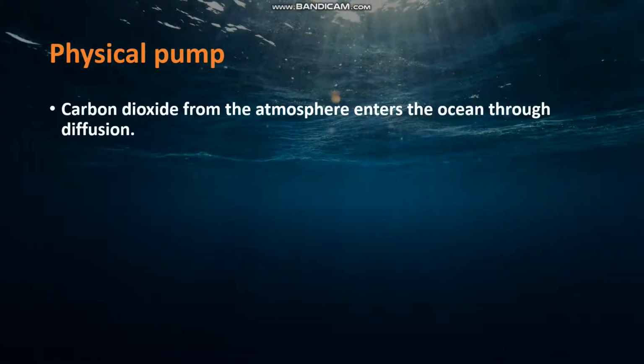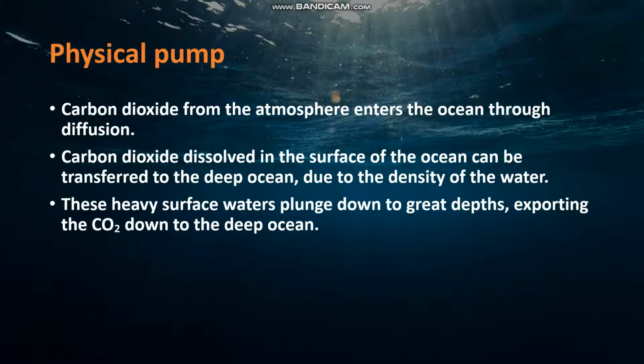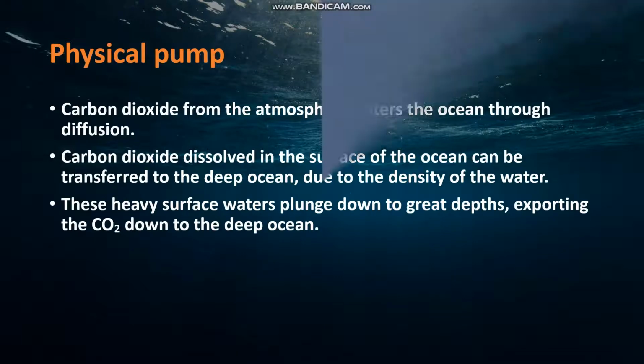For the physical pump, carbon dioxide from the atmosphere enters the ocean through diffusion. Carbon dioxide dissolved in the surface of the ocean can be transferred to the deep ocean due to the density of the water. These heavy surface waters plunge down to great depths, exporting the CO2 down to the deep ocean.